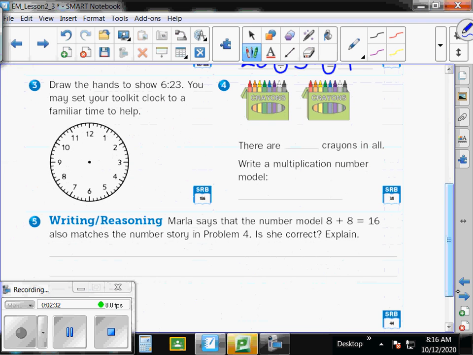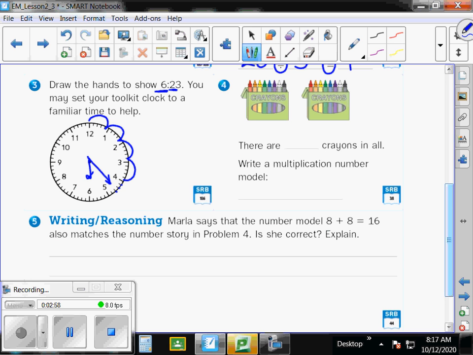All right, moving down to number 3, draw the hands to show 6:23. You may set your toolkit clock to show a familiar time to help you, but I know that, look at the little hand first, that little hand should be on the 6. Okay, so I'm going to point that right down to the 6, and then my big hand, count by 5. So 5, 10, 15, 20, 21, 22, 23. So my big hand should be pointing right about there.